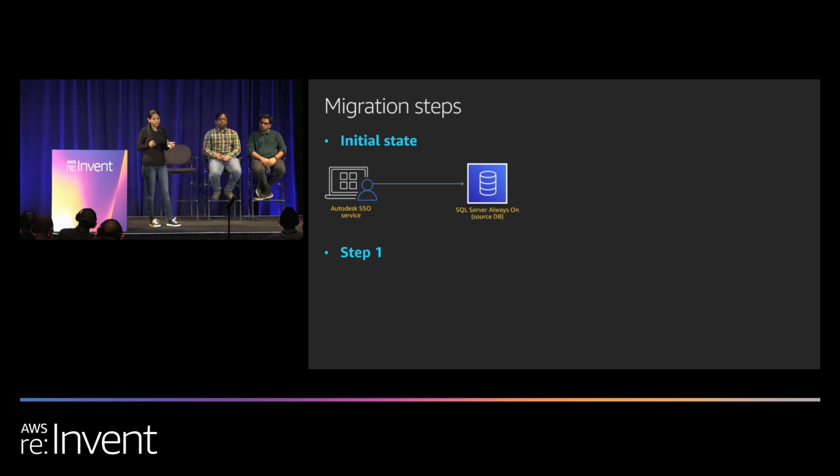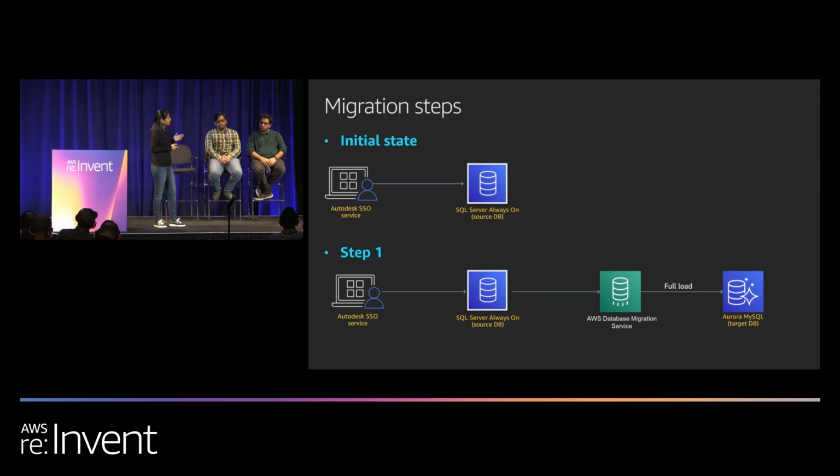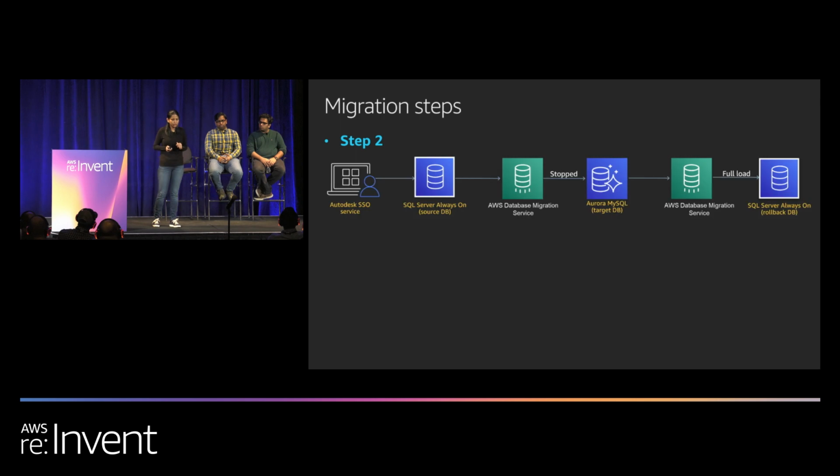After doing all this setup based on these best practices and guidelines, we started the first full load task, which was between the source database, SQL Server Always On, and the target database, Aurora MySQL. Once the full load task completed and stopped after applying the cached data changes, we started the second full load task, which was between Aurora MySQL as the source database and the rollback database as the target database. And then we waited for the second task to complete.